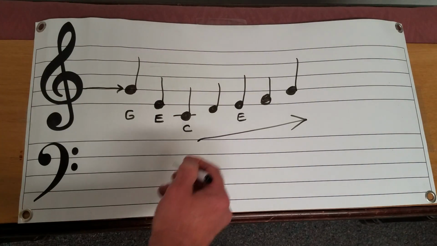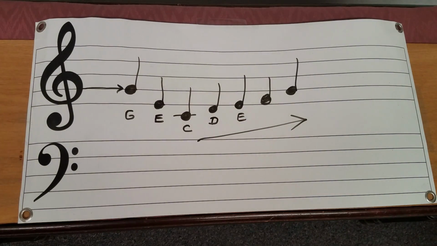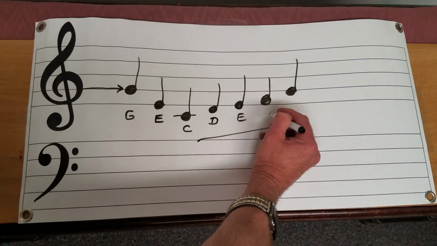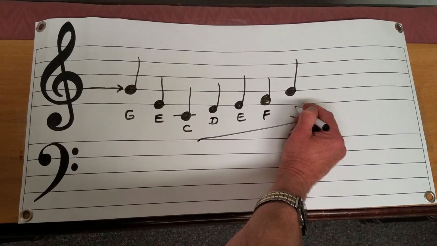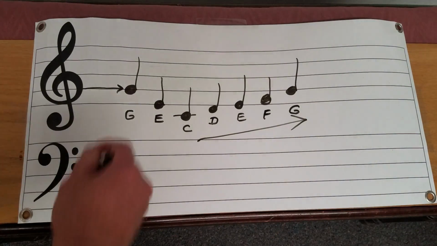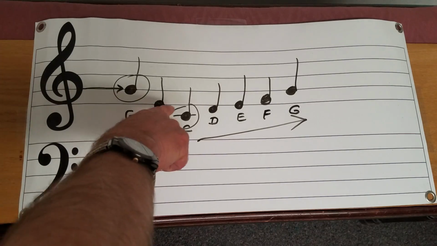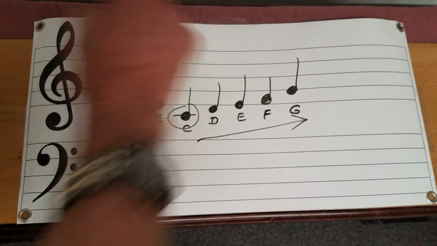Now you can already guess right now that this one is the D because it falls in between C and E in the alphabet. And then finally we have this note, which is F. We return to the G. So again, in lesson 1, we learned the G and the C. Now in this lesson, we're learning the D, E, and the F.